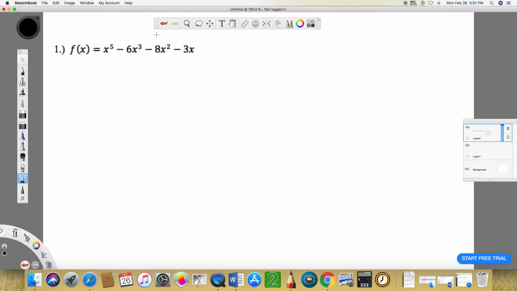We've got a polynomial function f, and we want to find the zeros of this function. So first we look to see if there's any greatest common factor, and there is. And x is common.